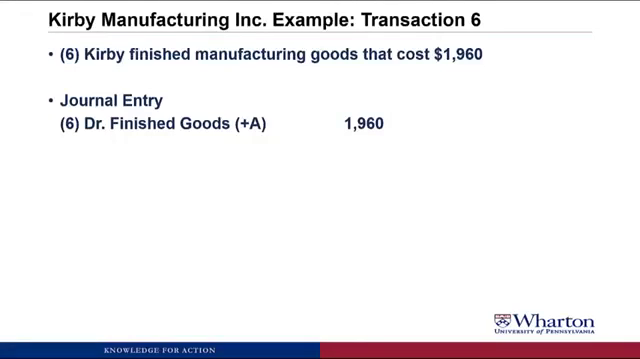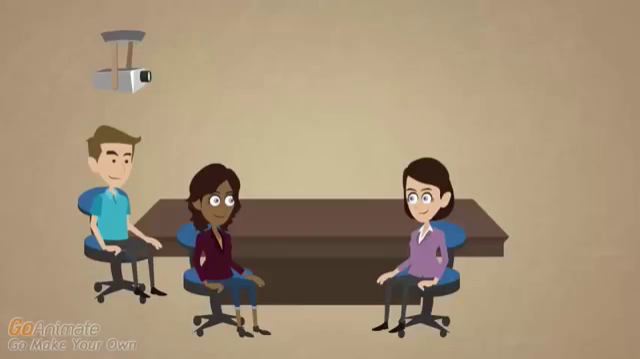So we're going to debit the finished goods inventory account for $1,960, the cost of the goods that we finished, and we credit the work in process inventory account to take those costs out of work in process because the goods are no longer in process.